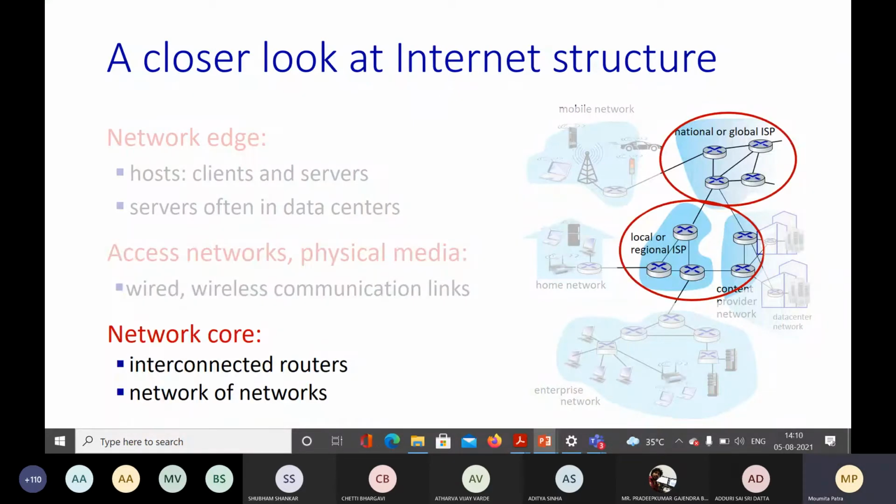Now, as I was talking about the local and global ISP, I have already mentioned in the last class that these are basically part of the network core. They are a group of all these routers, switches and routers which are there in the backend. So these will form the core of the internet or the backbone of the internet.